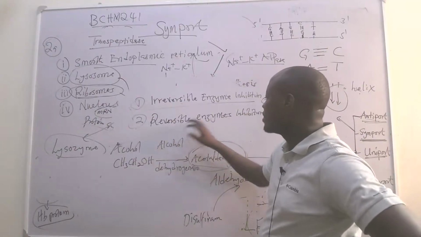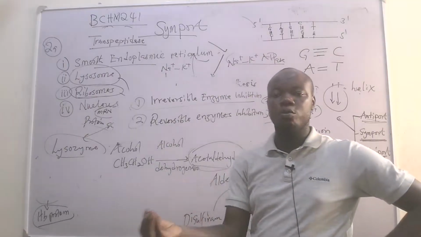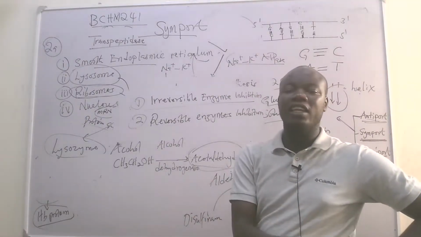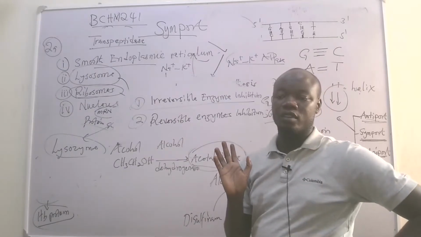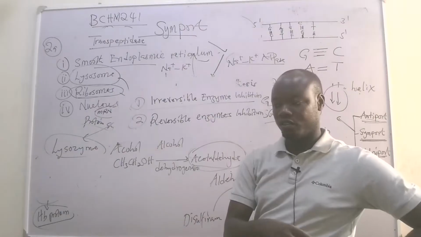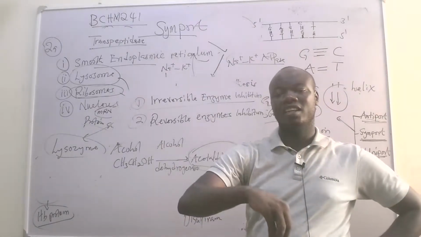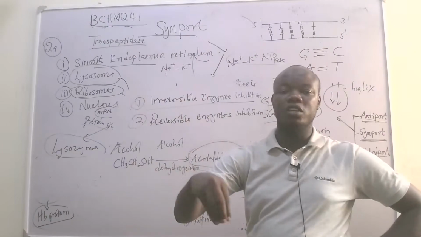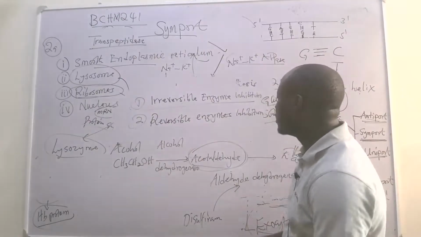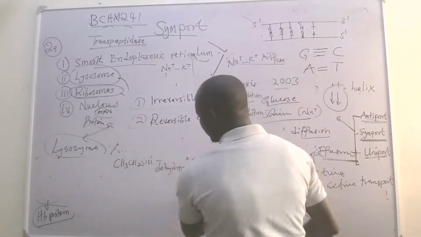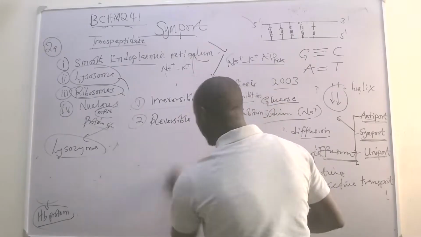In the case of reversible enzyme inhibition, it means that when you inhibit the enzyme, after removing the inhibitor, the activity of the enzyme is maintained. That's why it is reversible. You inhibit the enzyme, and after you remove the inhibitor, the activity of the enzyme is restored. For this reversible enzyme inhibition, we have different types of them.